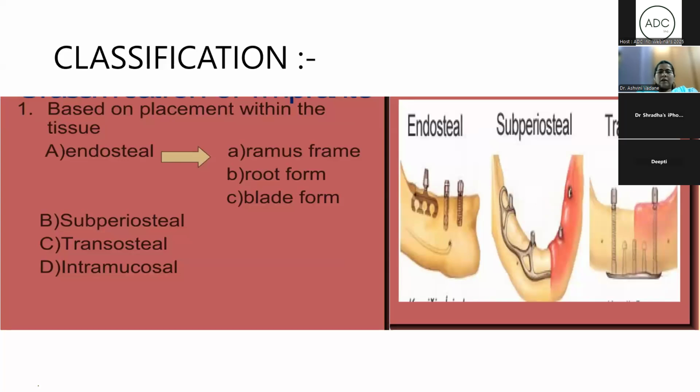Then comes the transosteal. Transosteal implants are placed slightly deeper as compared to the endosteal. As we can see in this picture, they are bisecting the bone, transosteal.